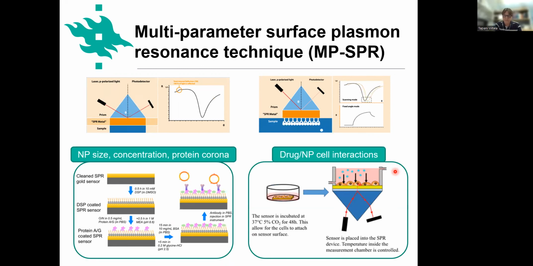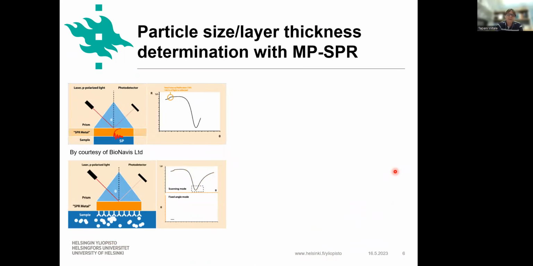Then I will also present some data on how we can study drug or nanoparticle cell interactions, looking at the interaction kinetics and cell uptake efficacy, and also with biofilms, how we can study this nanoparticle interaction. Just to show you that this is not a black box, but is based on physical realities, I will go through a little bit of the background theory of how we do this nanoparticle size measurement.